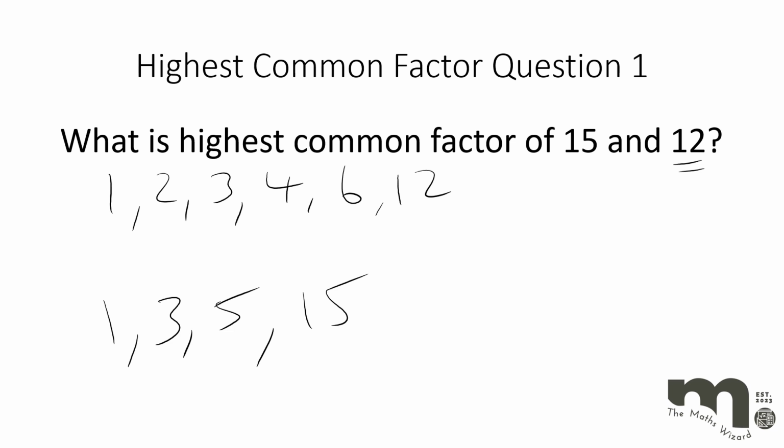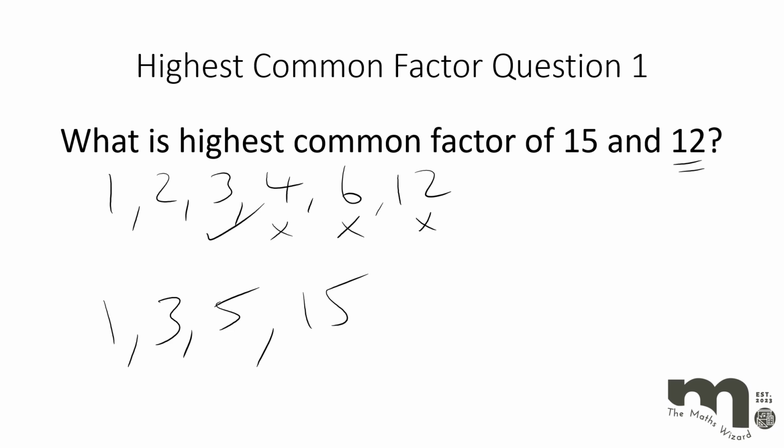Or you can just, once you've got the factors for the lowest number, go through and go, right, well, does 12 go into 15? Nope. So the highest common factor can't be 12. Does 6? Nope. So it can't be 6. Does 4? No. But 3 does, so the answer must be 3.